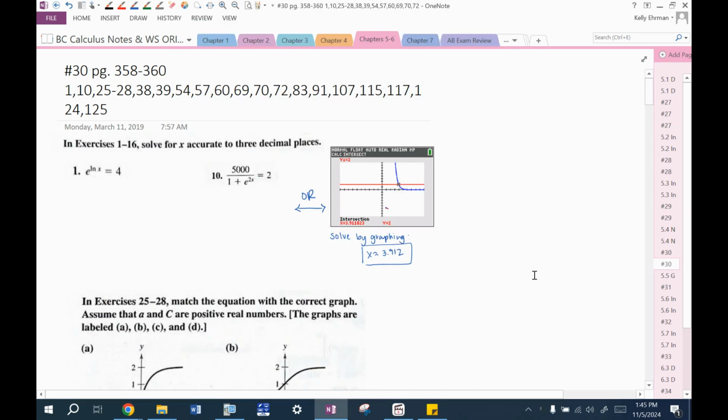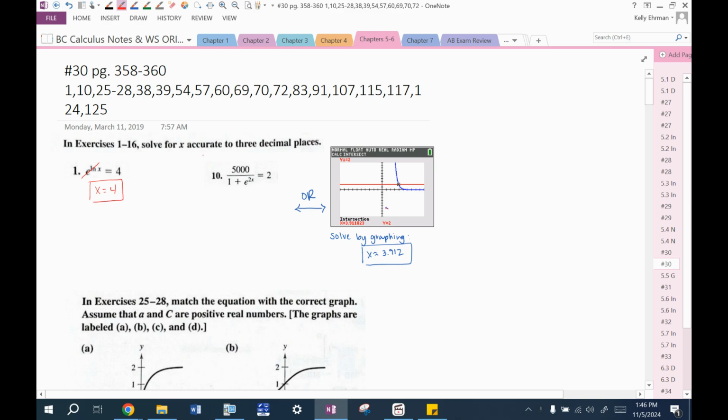All right, for assignment number 30, this one will take us a little while to get through. First problem is just a quick pre-calc thing. Solve for x accurate to three places. We don't need decimals for the first one. There's a property that says e to the natural log of x is equal to x. So x equals 4.